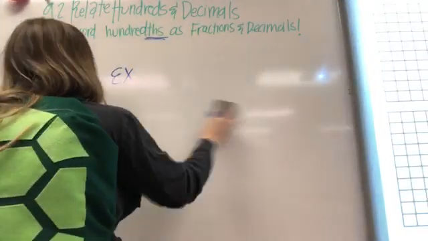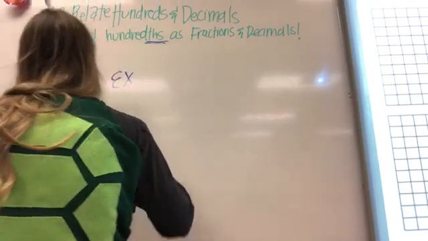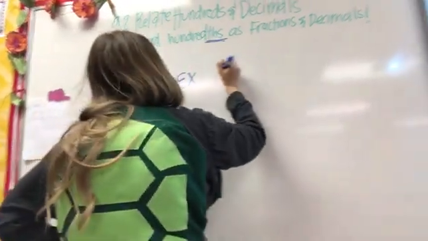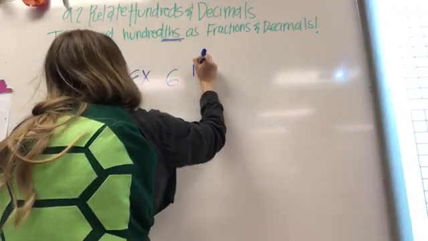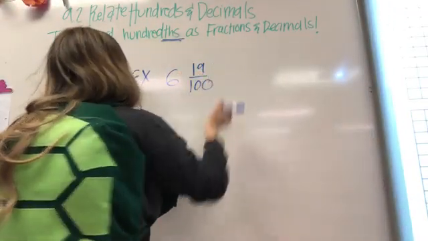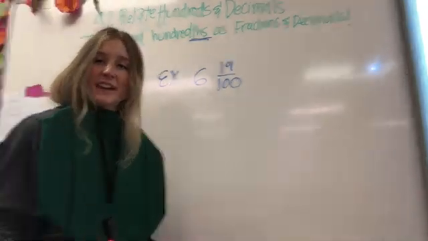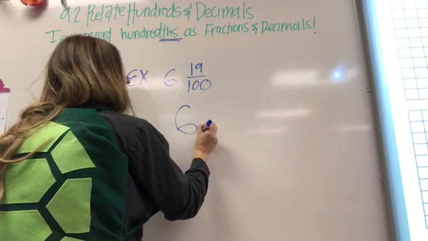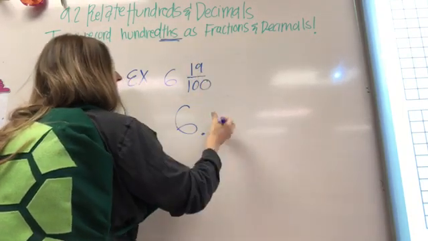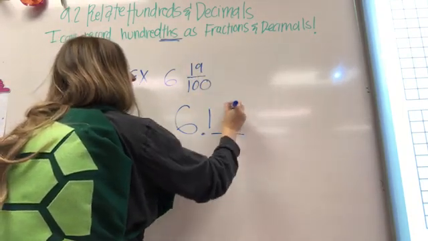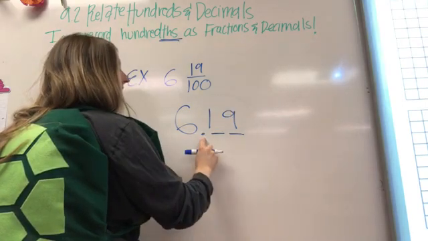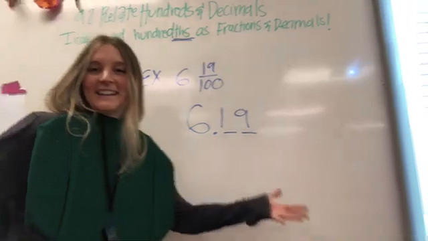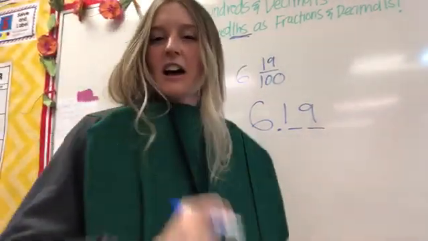All right. Let's try example 5, and then I'll give you your last pause problem. Let's do 6 and 19 over 100. Okay, this one is a tad different because we got a whole number. So we just put the whole number before the decimal, put in our decimal, and we want to put it in the hundredths place. So this reads 6 and 19 hundredths, or 6 and 19 over 100. Same thing.